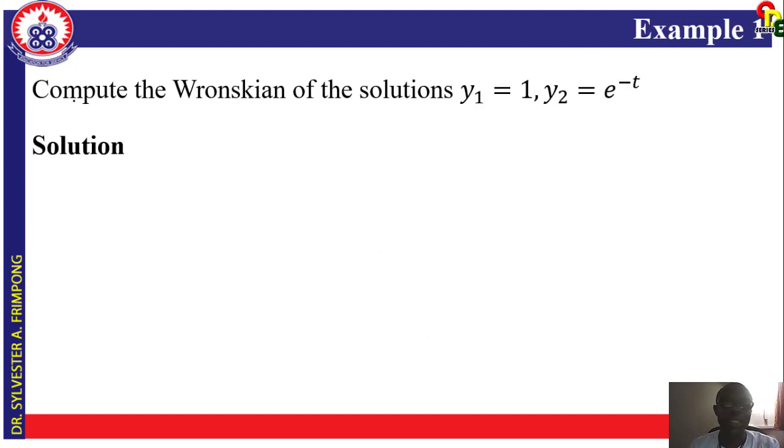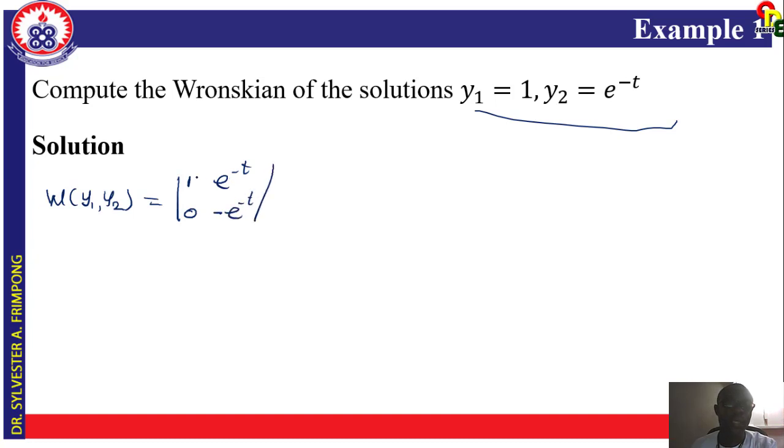So let's use this idea and compute the Wronskian of these two functions. The functions are y1 equals 1, and y2 equals e raised to the power negative t. So the Wronskian of y1 and y2 is the determinant of the functions 1 and e to the negative t, and their derivatives. When you differentiate 1, you get 0. When you differentiate e to the negative t, you get negative e to the negative t. The determinant is this times this minus this times that. This times this is negative e to the negative t, and 0 times this is 0. So the Wronskian for these functions is negative e to the negative t.